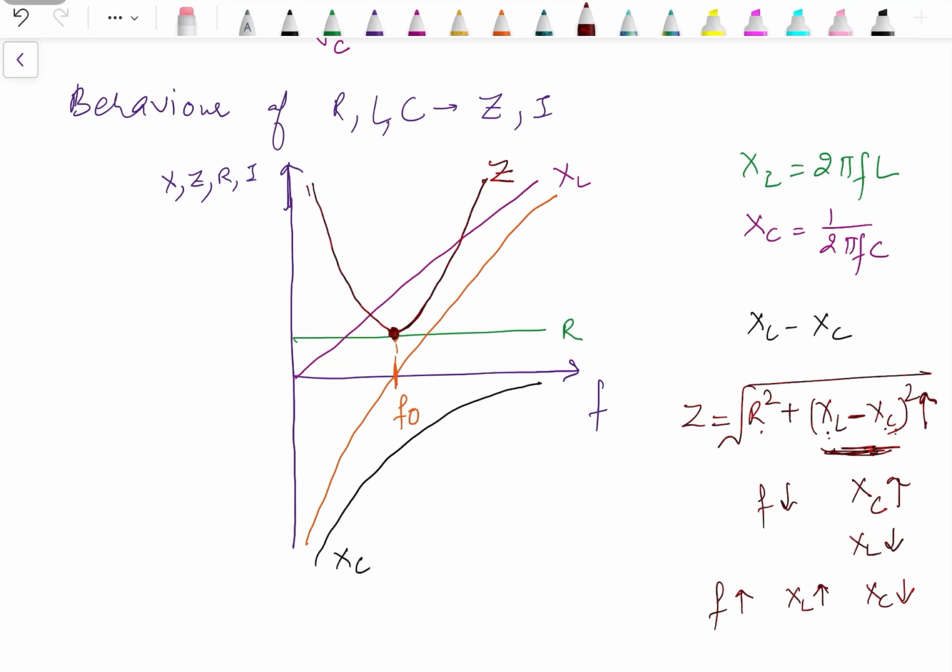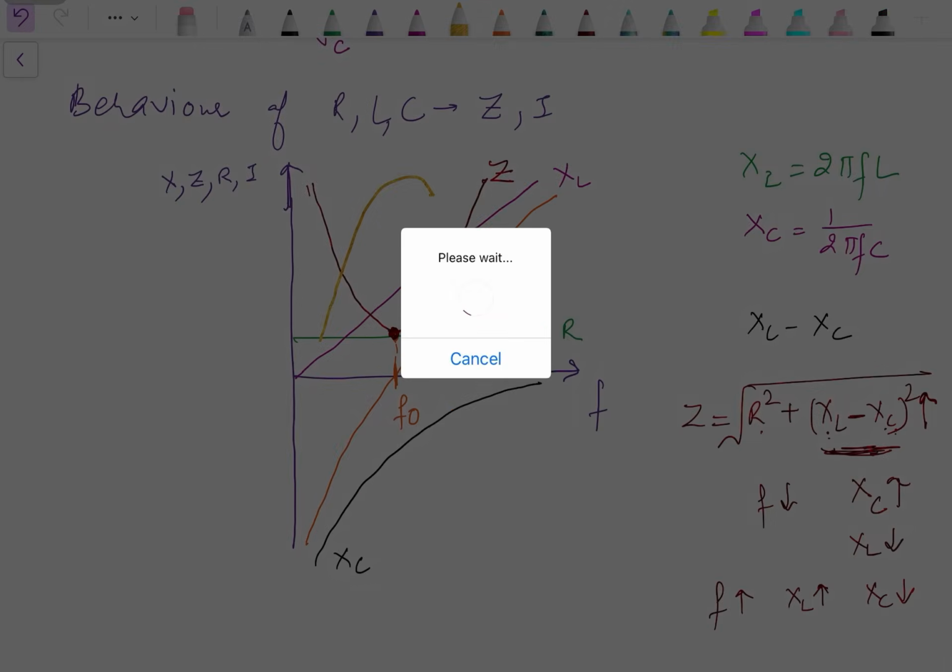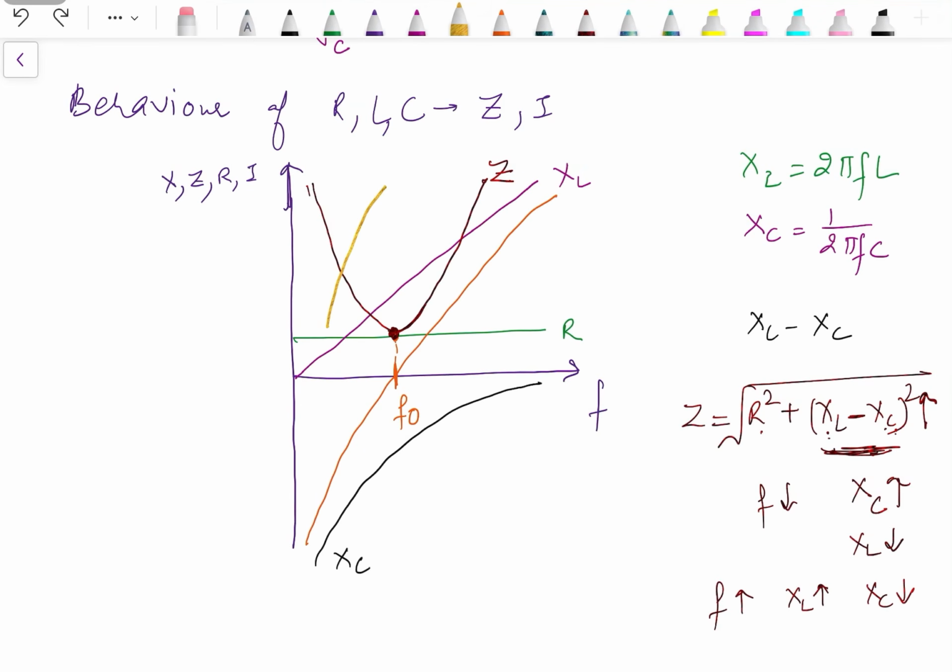So current, which is inversely proportional to impedance, will have the shape like this. It's maximum at resonance and it will have some low value over here and over here. So again it is controlled by the variation of frequency.